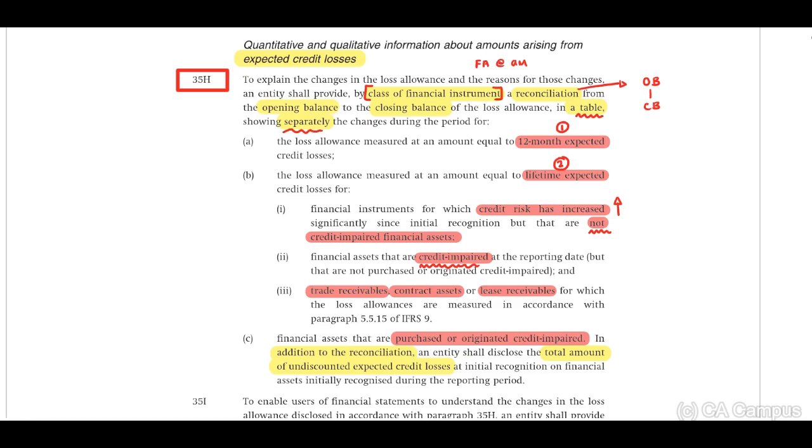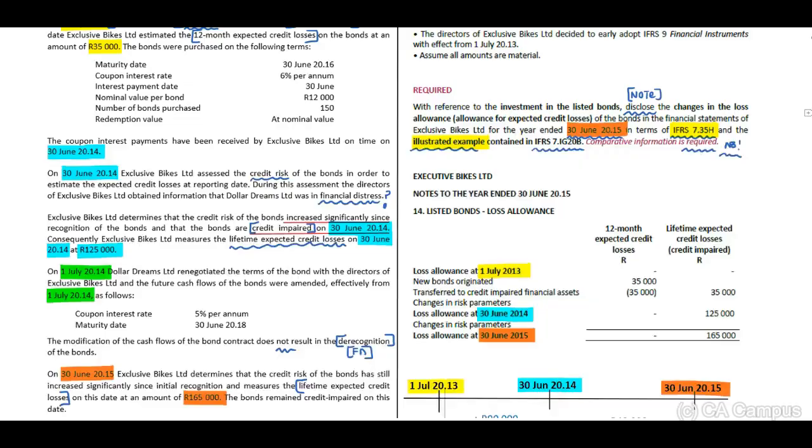Now, when you refer back to our information in our question, we need to disclose. Therefore, guys, first step, include your table. Step number 1, include a table. Remember comparative information. Step number 2, ensure that you have all of the line items and columns in your table. Now, when I refer to line items, this will be your opening balance on 1 July 2013, your closing balance on 30 June 2014, and your loss allowance on 30 June 2015.